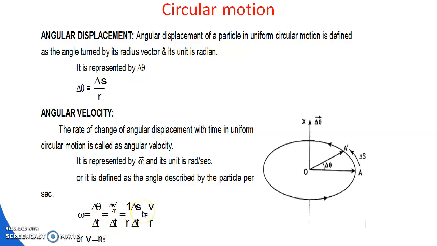So del s by del t is equal to v, giving v by r. So the relation between angular velocity and linear velocity, where v is the linear velocity: if we divide the linear term by radius, we find the angular term. So omega is equal to v by r, or v is equal to r omega.